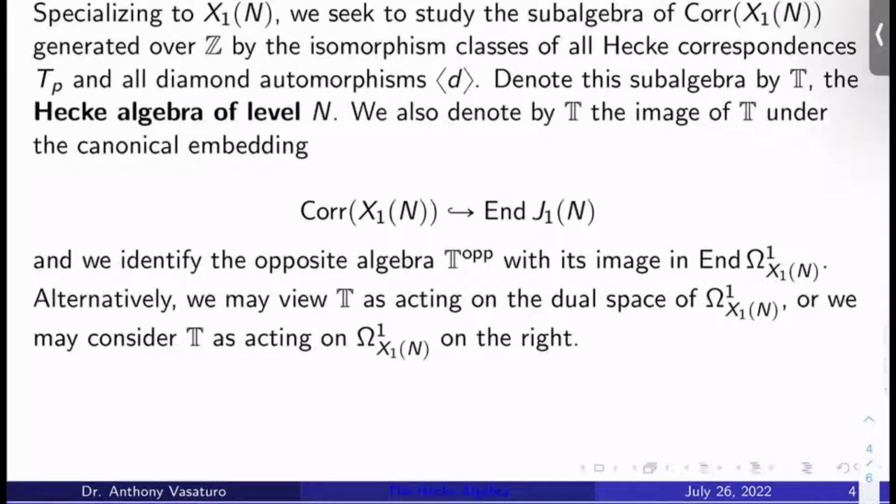We can also identify the opposite algebra T^op, so that's just T with arrows reversed, with its image in End of Omega^1(X_1(N)). We've talked about this already. Things in the Hecke algebra admit operators on the space of holomorphic differentials on the corresponding curve that we're dealing with. Yet another way of thinking about T is we can view T as acting on the dual space of Omega^1(X_1(N)), because every action admits a dual action. Or finally, if we don't want to reverse arrows, we can consider T as acting on Omega^1(X_1(N)) on the right instead of on the left. Okay, so I just gave you five ways of thinking of the Hecke algebra.